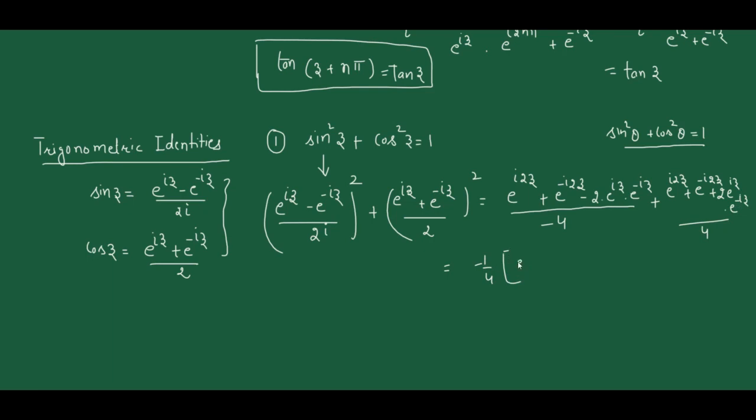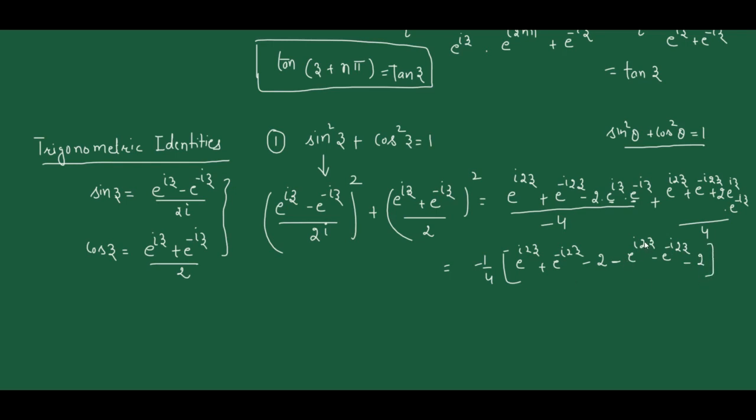So what you get, e raised to power iota 2z plus e raised to power minus iota 2z minus 2, because these two terms are inverse of each other, so you will get product 1 here. Oh sorry, let me correct, this will be minus because we have taken minus 1 by 4 outside, so this will be minus e raised to power iota 2z minus e raised to power minus iota 2z, and then minus 2.